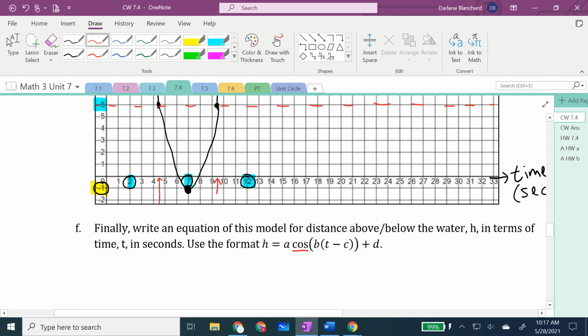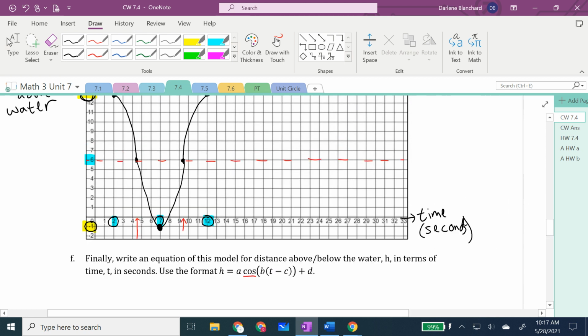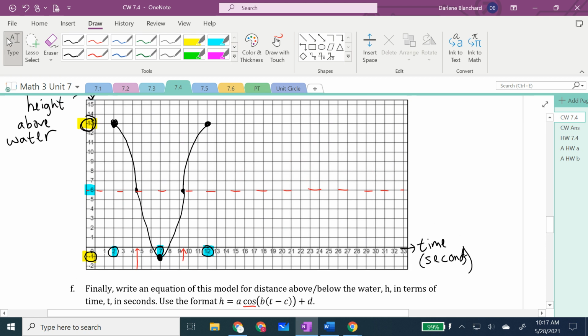So I'm underlining cosine to emphasize that this is asking for a cosine function. With cosine, it begins a cycle at its highest point, and we can see that we have a highest point right here. And that point is time 2 and position 13.